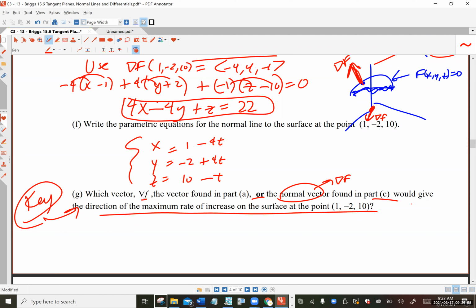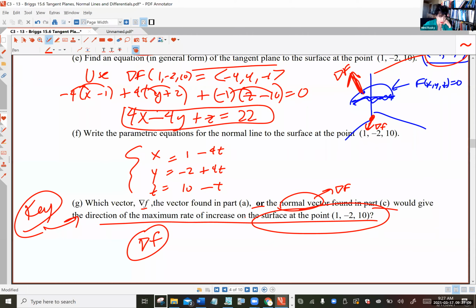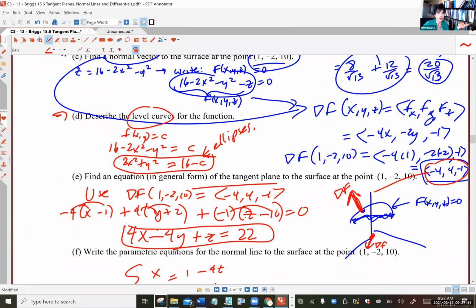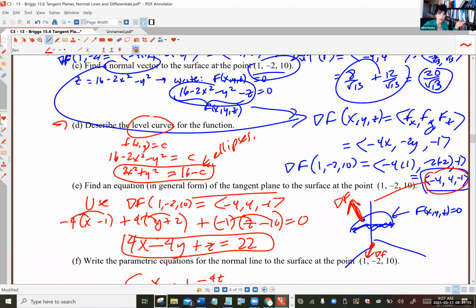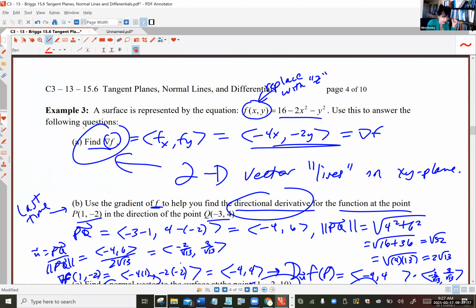You'd think, wouldn't you? But it's the little one, it's little del f. And let's go over why, because I know it's like, wait a minute, I'm on the surface and I want the direction of maximum rate of increase. Well, we did this on Monday. One of the big theorems about gradients, and that was two-dimensional gradients: little del f, the 2D vector, points you in the direction of maximum rate of increase.